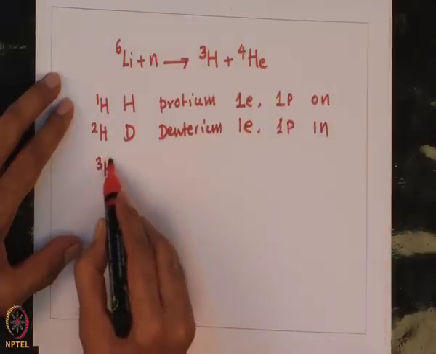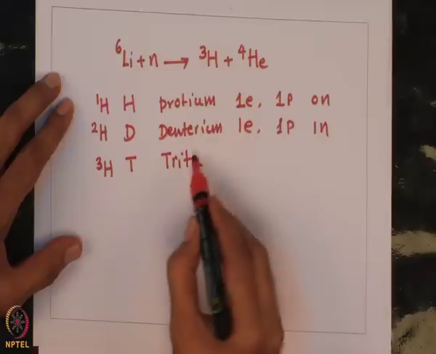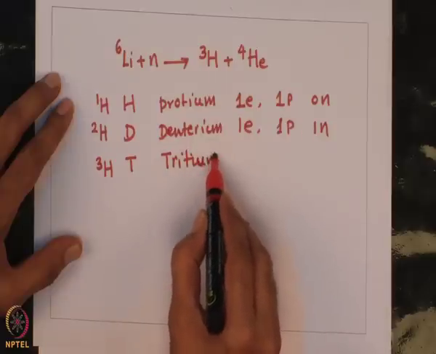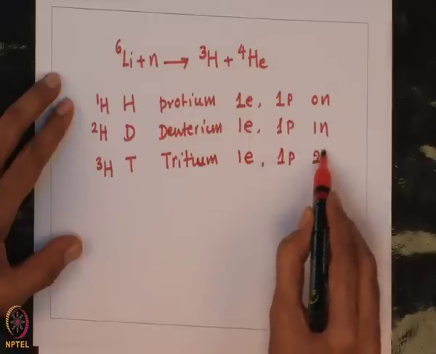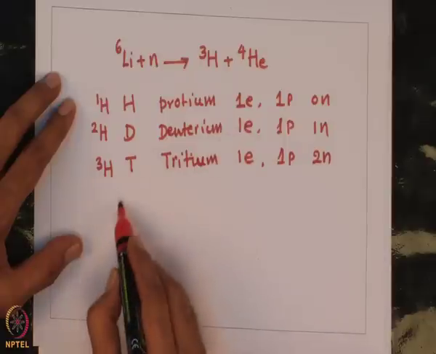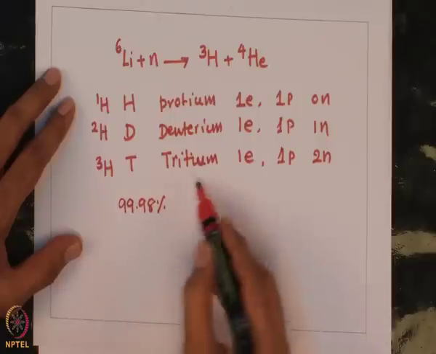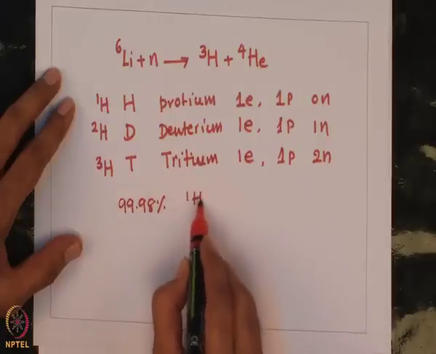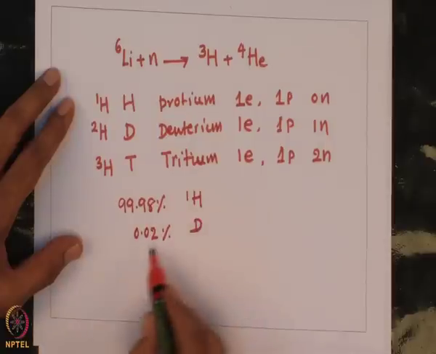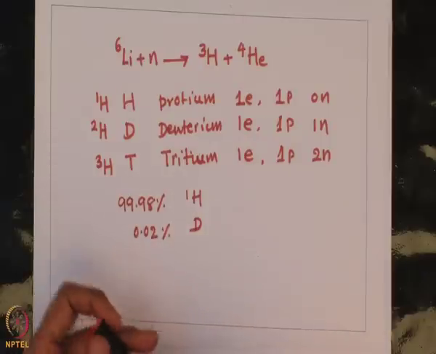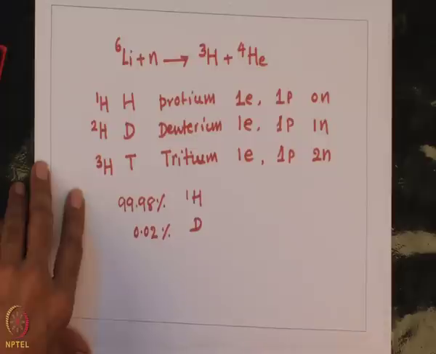And third one is tritium. One electron, 1 proton, 2 neutron. And here about 99.98% of hydrogen is 1H, whereas the remaining, that is 0.02%, is deuterium, and of course tritium is not available naturally, it has to be prepared using radioactive means.